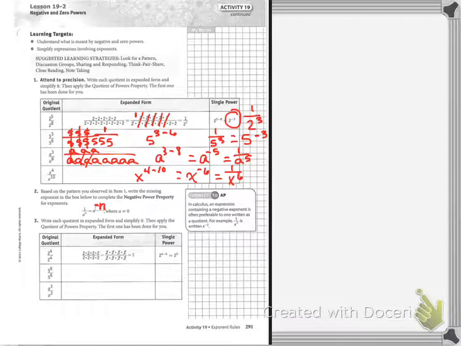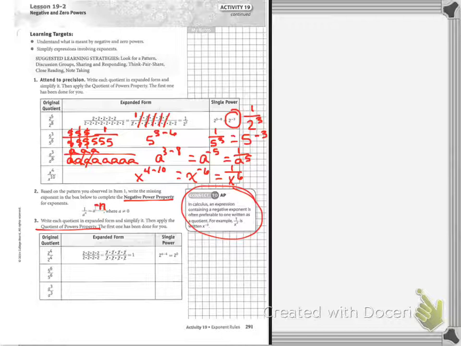Here's a little note on why we need to write it like that. The expression containing a negative exponent is often preferable to one written as a quotient. For example, 1 over x to the 3rd is written as x to the negative 3. So you need to be able to go back and forth, especially when we get into higher up. So the second power rule that we're going to look at today is the quotient of powers.